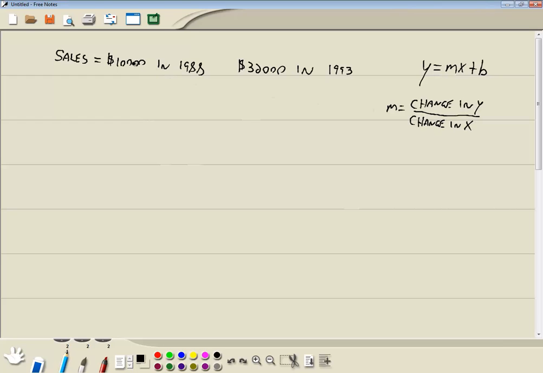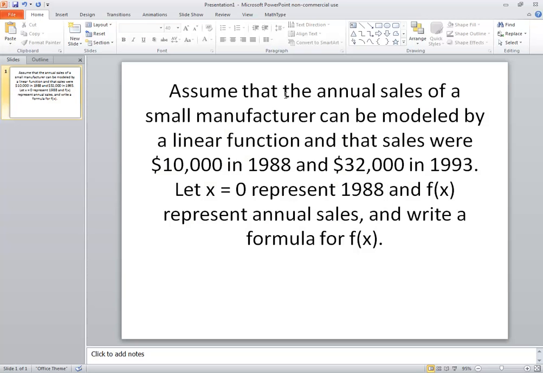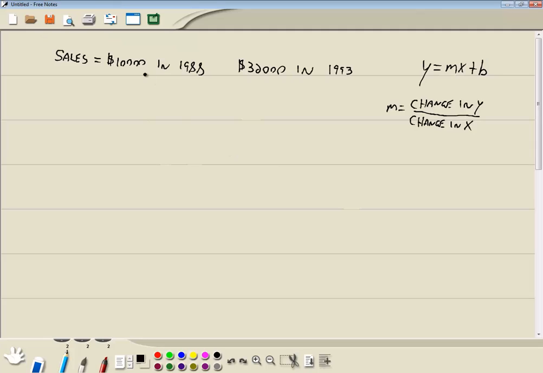Well, they're telling us a change. They're telling us it went from 10,000 to 32,000 over this time period. Now they even give you a little bit more of a hint. They tell you, let x equal 0 represent 1988. So 1988 is x equals 0. Well, think of the passage of time from 1988 to 1993. Well, that's 5 years, isn't it? Which means if I add 5 to the 0, then I'd have x is equal to 5.